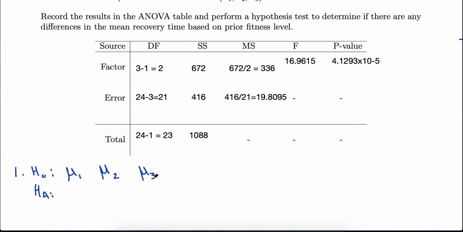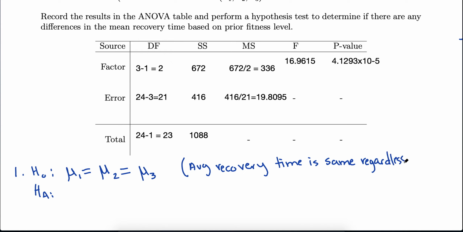Now remember, our null hypothesis always has this equal to sign in it. So our initial assumption is that fitness level makes no difference. The mean recovery time is exactly the same for all 3 fitness levels. I'll put that over here as an aside. Average recovery time is same regardless of your prior fitness.